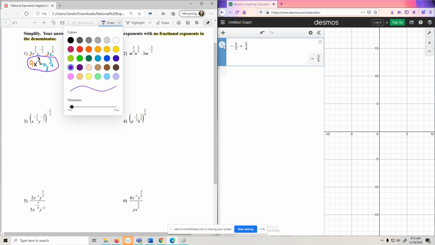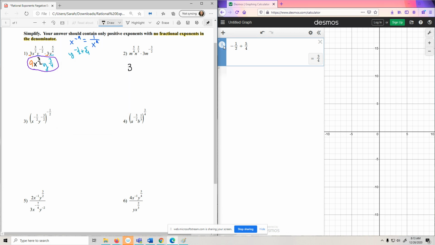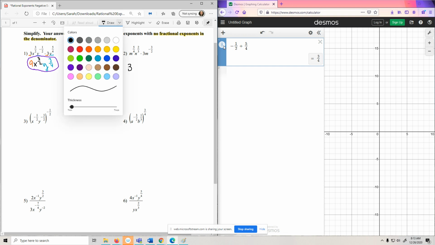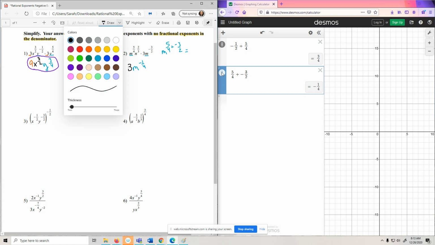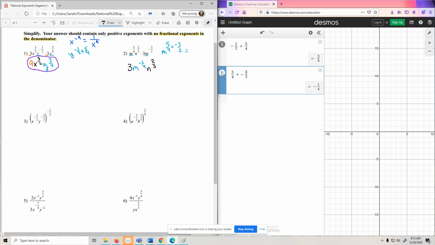Let's try another one. For this next one, 3 is the only coefficient, so we're going to have a 3 in our answer no matter what. For m's, sort of like the last problem, I need to add these. I'm thinking m to the 5 over 4 plus negative 3 over 2. So let's do that in Desmos. 5 over 4 plus negative 3 over 2 is negative 0.25 or negative 1 over 4. So I'm going to temporarily write this negative, but it's not going to stay there. n to the 2/3 is the only n exponent, so it's going to stay the same.